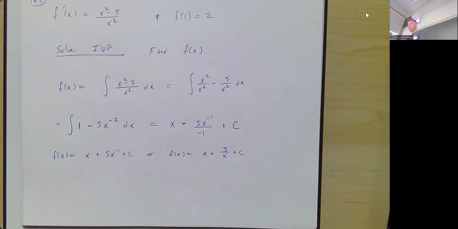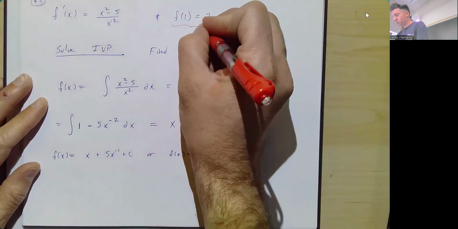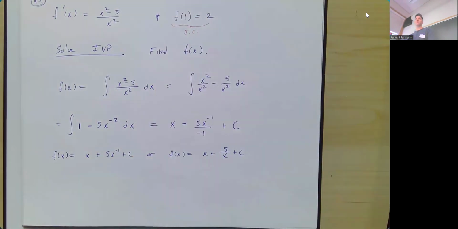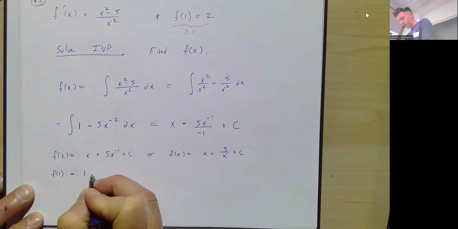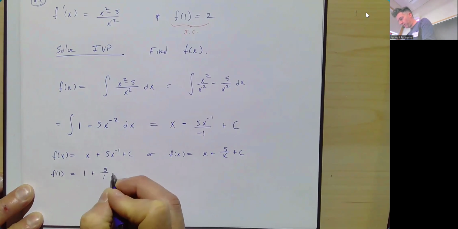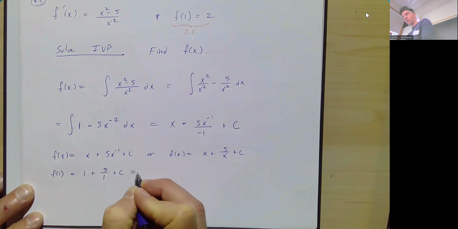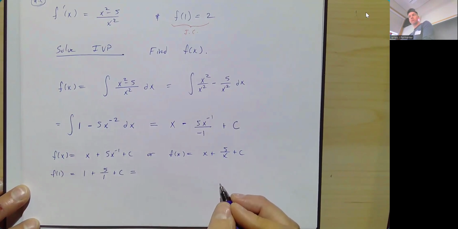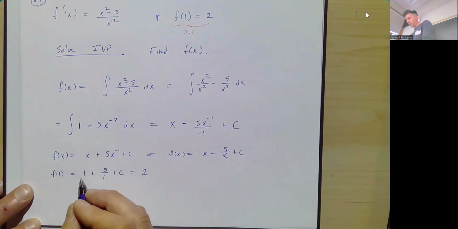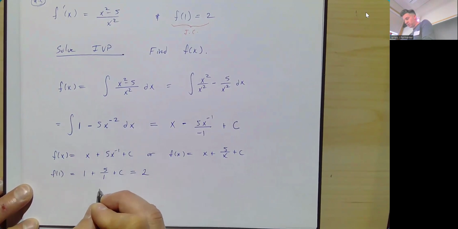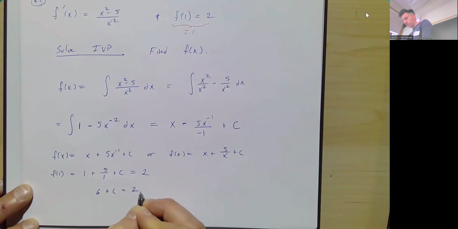Now we're going to use our initial condition, which is f of 1 equal to 2, to solve for c. So we're going to plug in x equal to 1. So f of 1 is equal to 1 plus 5 divided by 1 plus c. And that should equal how much? 2. So then we can solve for c. 1 plus 5 plus c equals 2. So 6 plus c equals 2. So c equals 2 minus 6, which is negative 4.